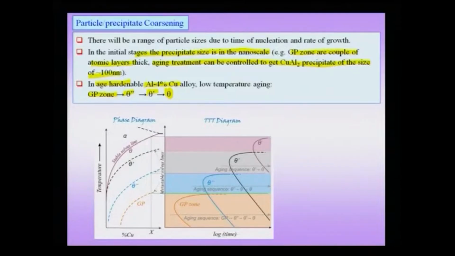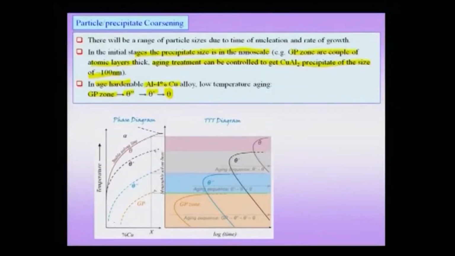That means these precipitates are already in the nanoscale, and this whole system can be called in some sense a nanocrystalline material. But remember that it is not the grain size we are talking about which is in the nanoscale, it is actually the precipitate size which is in the nanoscale.